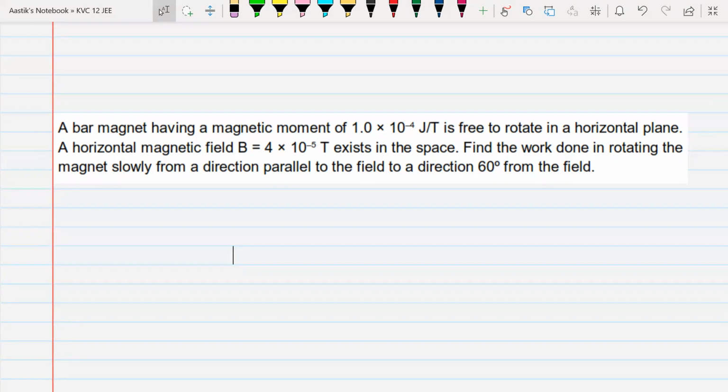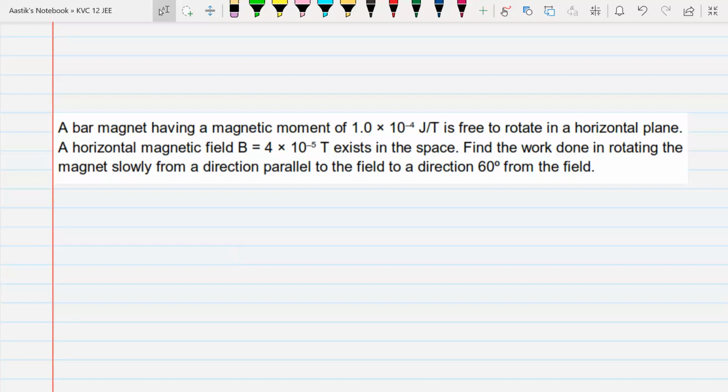Find the work done in rotating the magnet slowly from a direction parallel to the field, which is stable equilibrium, to a direction 60 degrees from the field. Take a deep breath. Try and understand the question. I'll give you 2 minutes. If you're not able to solve it in 2 minutes, I will tell you how to solve it. 2 minutes you have to tell me how this is done.